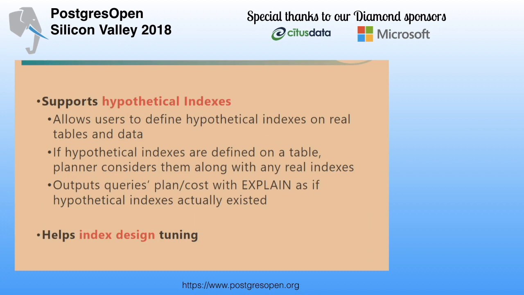The current version, HypoPG 1, supports hypothetical indexes, as I said. It allows users to define hypothetical indexes on real tables and data. Then, if hypothetical indexes are defined on a table, the planner considers them along with any real indexes. After that, it outputs the query plan and cost with the EXPLAIN statement, as if these defined hypothetical indexes actually existed.